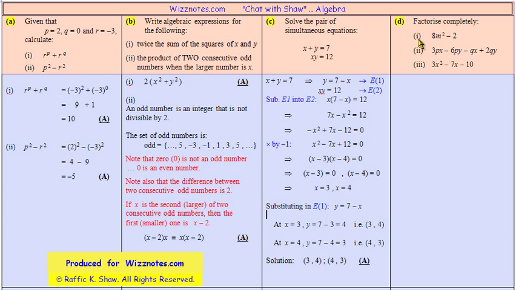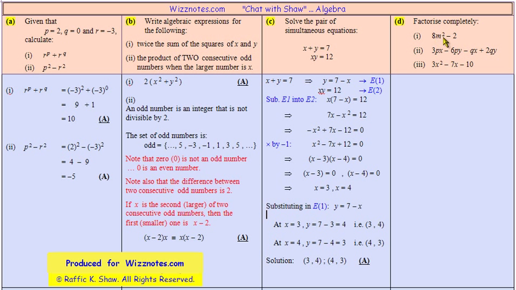Alright? So the first one we're going to be factorizing is 8m squared minus 2. The second one is 3px minus 6py minus qx plus 2qy. And then the third one is 3x squared minus 7x minus 10. This is a quadratic. Alright, so there are 3 different types of factorization covered here in this question.